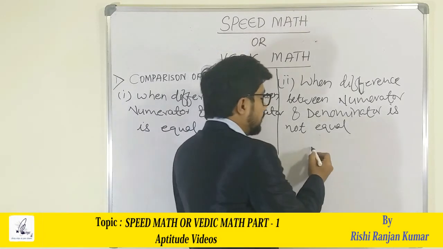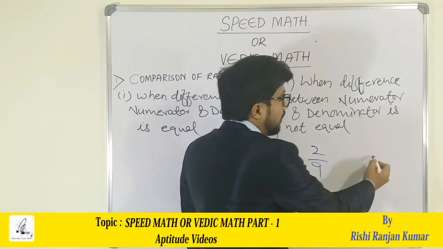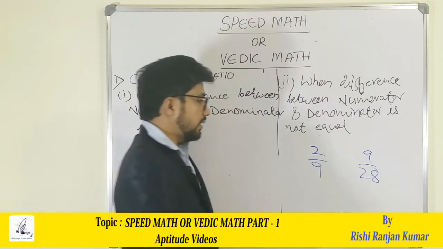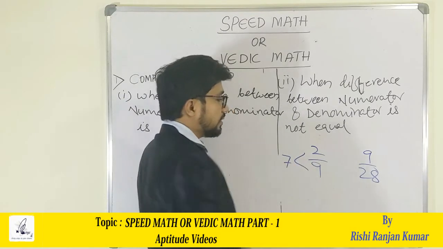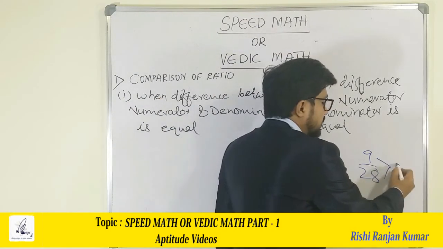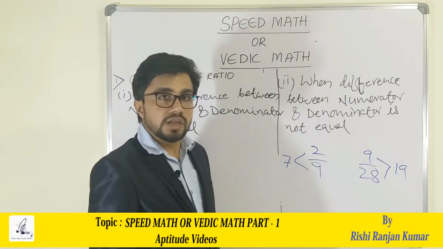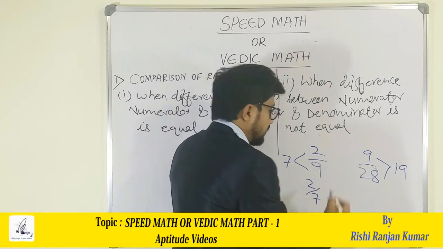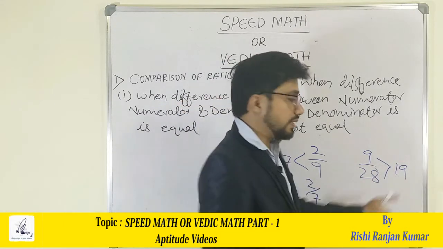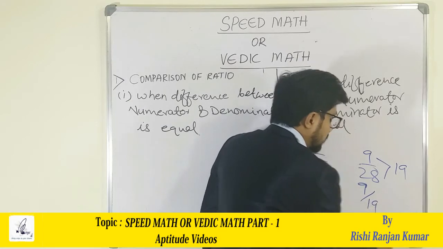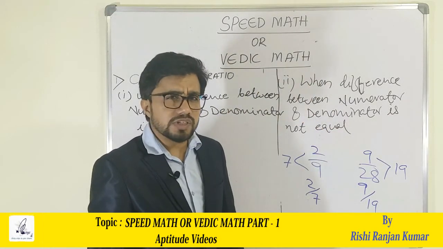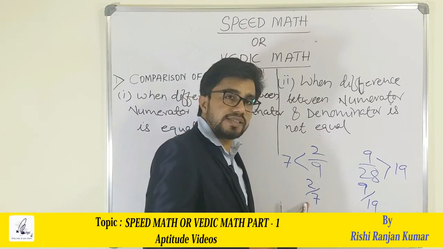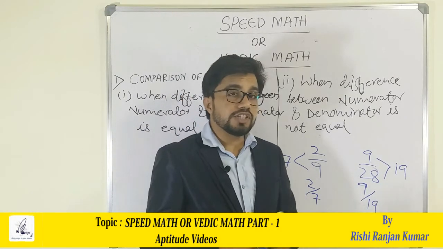Let's say we have 2 by 9 and 9 by 28. Let's see which is bigger. Here the difference is 7 and here the difference is 19. So now numerator by difference: 2 by 7, and numerator by difference: 9 by 19. Now do we know which one is bigger? I'm still confused. I'm not able to find out which of 2 by 7 and 9 by 19 is bigger.